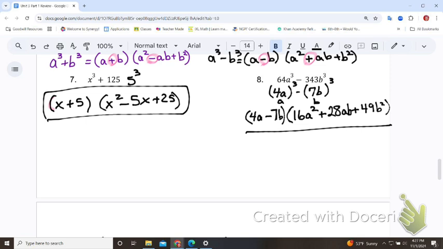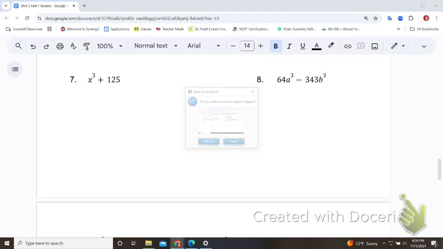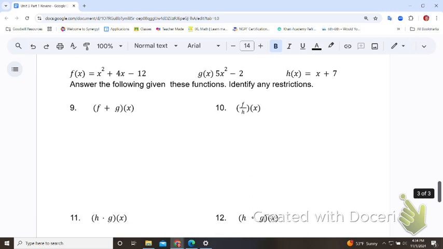Now we're going to talk about functions and different operations with functions. So you have 3 functions at the top of the page. We're going to call those the f, g, and h functions. And then we are to answer the following, which means we may have to add, subtract, multiply, divide, or compose. And then we are also to identify if there are any restrictions. Restrictions meaning numbers that x is not allowed to be equal to.